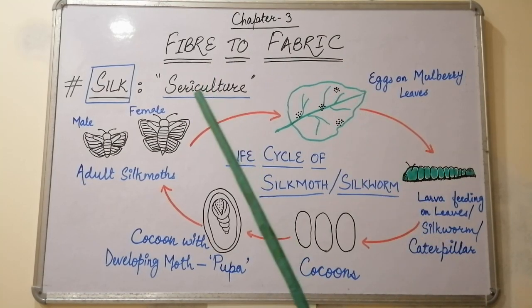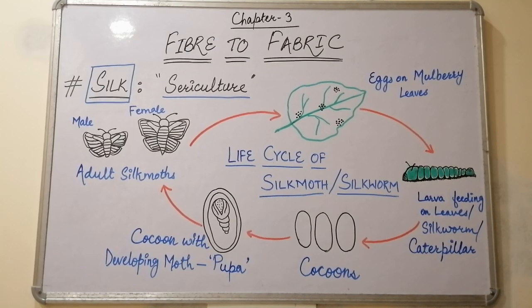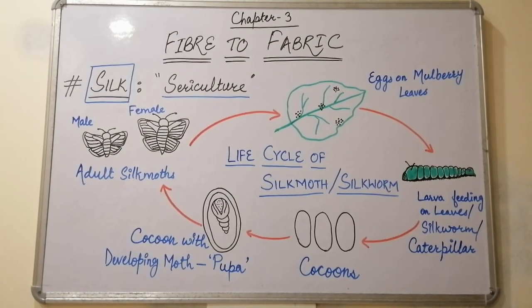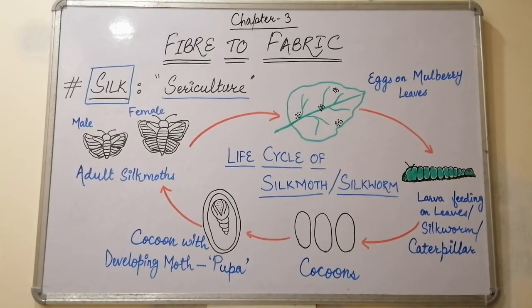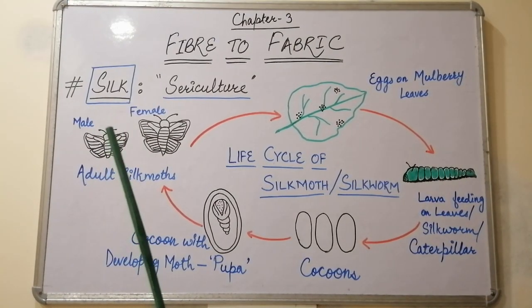In class 3 we learnt about the fibers that we obtain from plant sources, and here we are going to learn about the fibers that we get from animal sources. In the last class we learnt about the animal fiber wool, that we get from different types of wool yielding animals, namely sheep, camel, goat, yak, and other animals.